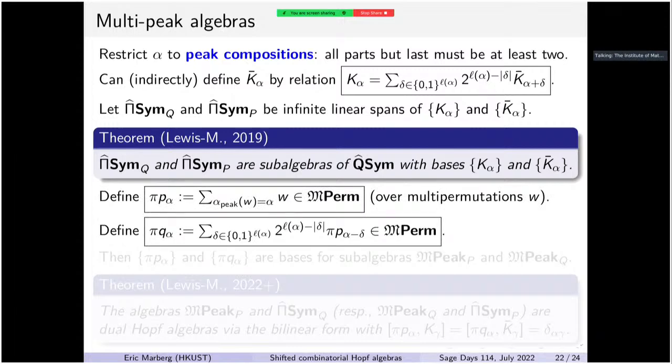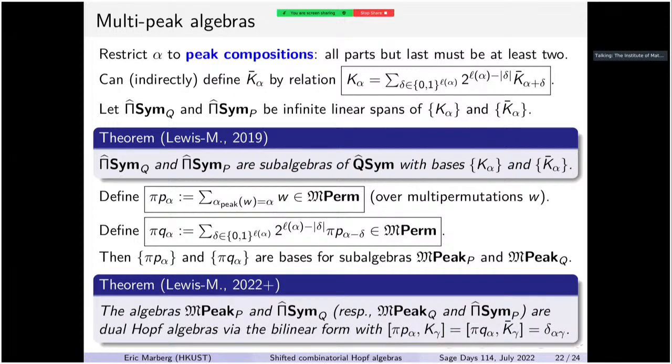And the dual version is we now sum over all w in this quotient algebra that have the same peak composition, and then there's another version. This is just some dual expansion to this. These guys are bases for two subalgebras, P and Q here. And then the theorem is that these two pairs of algebras are dual Hopf algebras via the forms that make these bases orthonormal to each other.